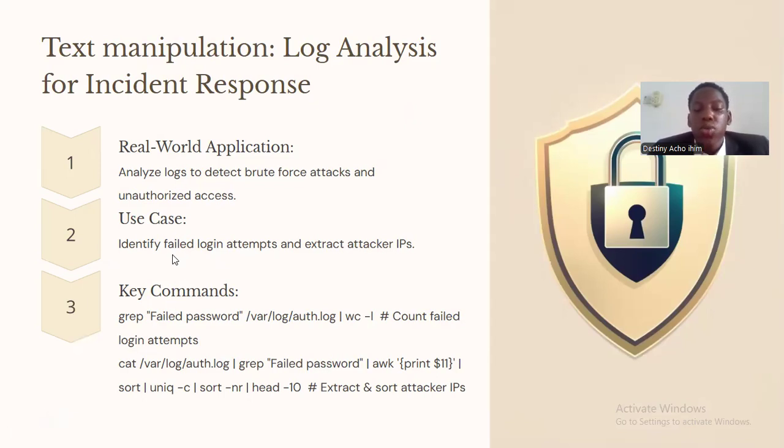Now, there are also commands like awk. Awk is a text manipulation tool that you can use to select columns. So in Linux, everything is divided into columns. Imagine this was a file. This would be column one, column two, column three, column four.